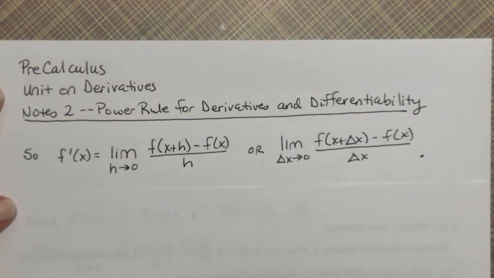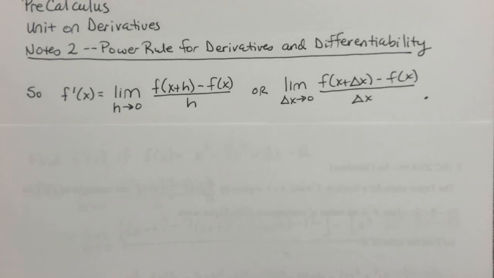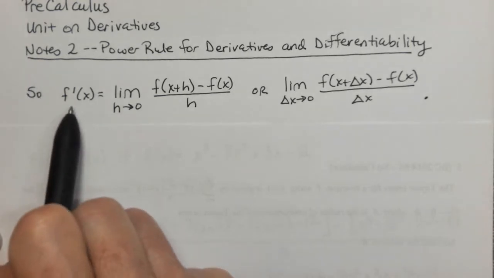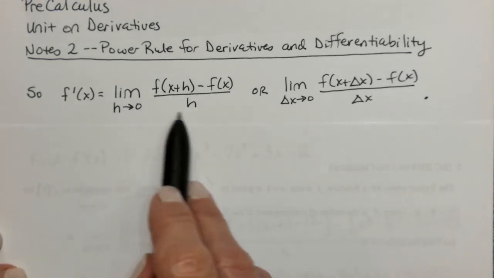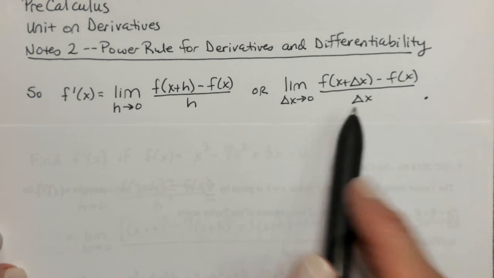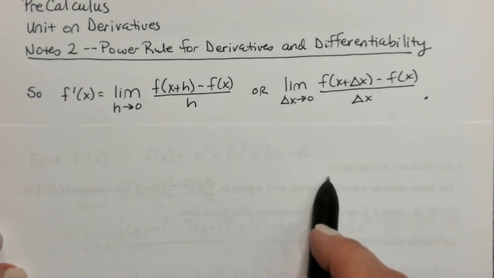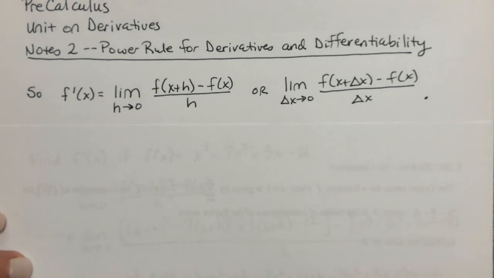Alright, so last time I was with you, we developed a formula for the derivative, f prime of x. And you can use h's in the formula or delta x's in the formula, either one. They mean the same thing. So as long as you remember that h is delta x, you're in great shape.